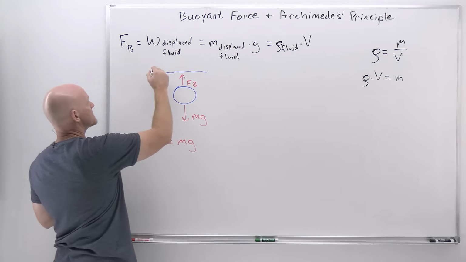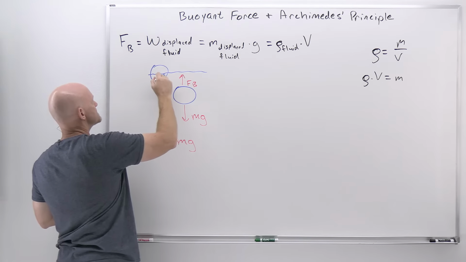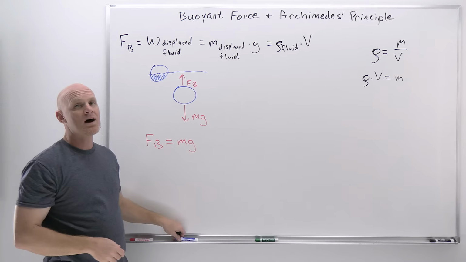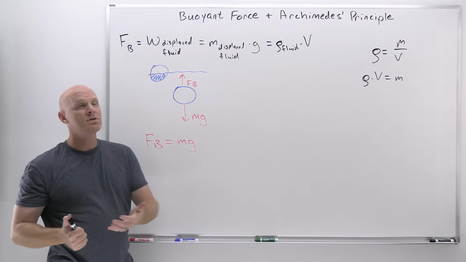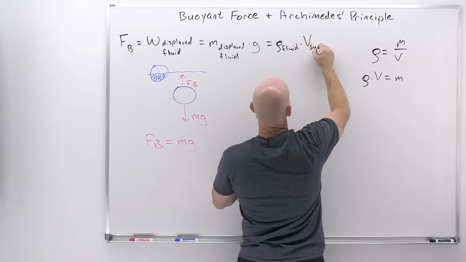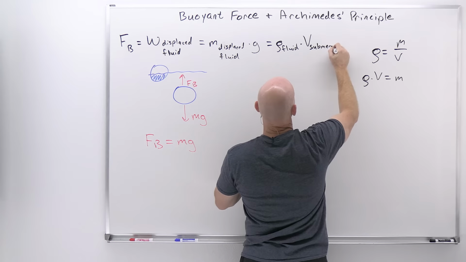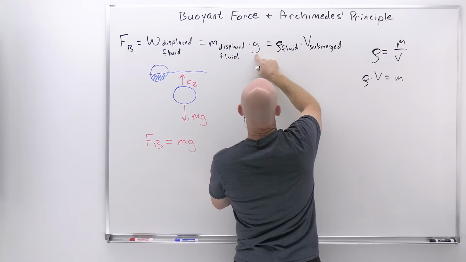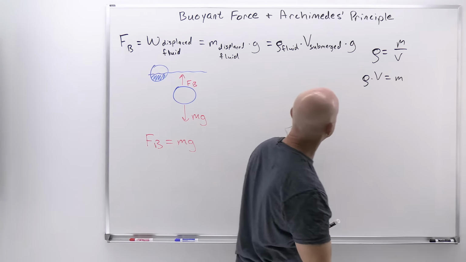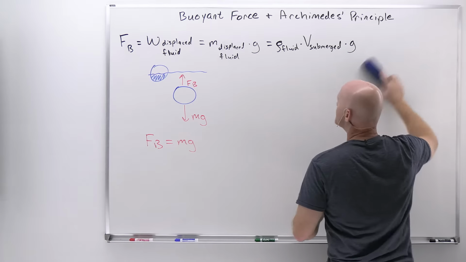But what if this object was only partially submerged? Well, then it's only the part that's beneath the surface that we'd actually have to account for, because that's the only part that's actually displacing fluid. And so that's why in this case we say that's the volume that is submerged below the surface, and then again times gravity. And that's going to be our lovely expression for the buoyant force.